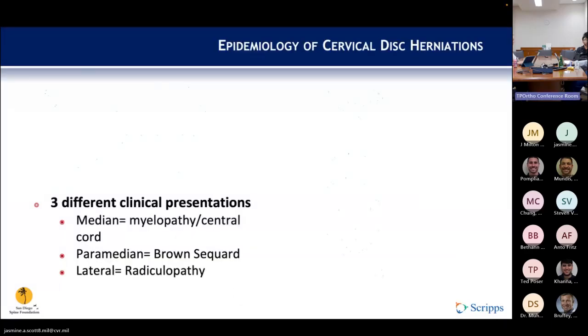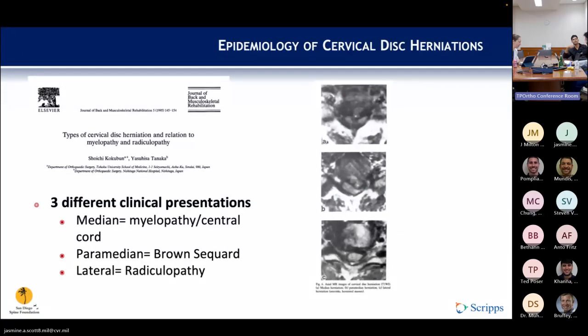And in this paper, a classic paper looking at epidemiology and presentation of cervical discs, the images on the right are from this original paper. It talked about 3 different clinical presentations. Median causing that myelopathy or central cord, the myelopathic symptoms being sort of that loss of hand dexterity, maybe some gait imbalances, and then that pathologic Hoffman's reflex. Perimedian causing more of that Brown-Sequard with the contralateral motor, ipsilateral pain and temperature, and the lateral being radiculopathy, like we are accustomed to seeing in the upper extremities.